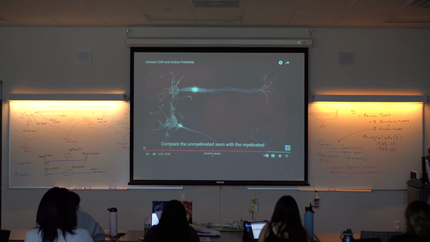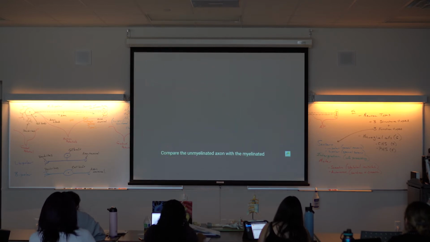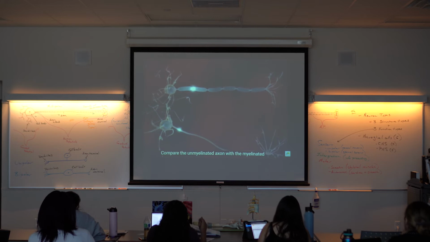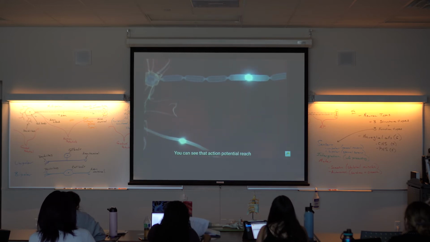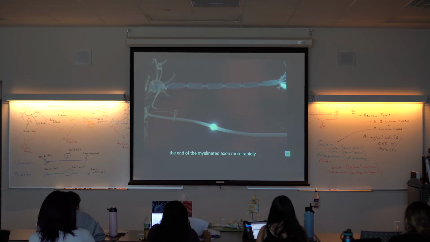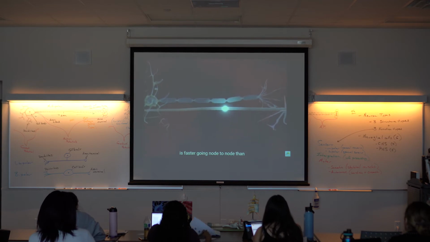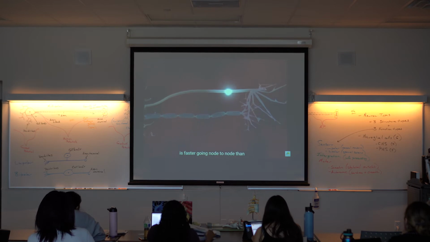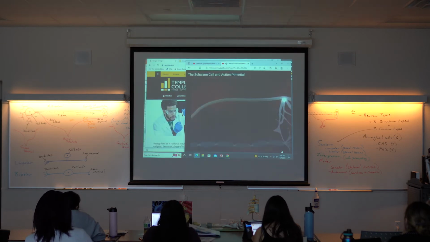Let's see that with an animation. I'll back it up. Compare the unmyelinated axon with the myelinated axon. You can see that the action potential reached the end of the myelinated axon more rapidly than the unmyelinated axon. The speed of the propagation is faster going from node to node than action potentials that develop adjacent to the previous action potential.